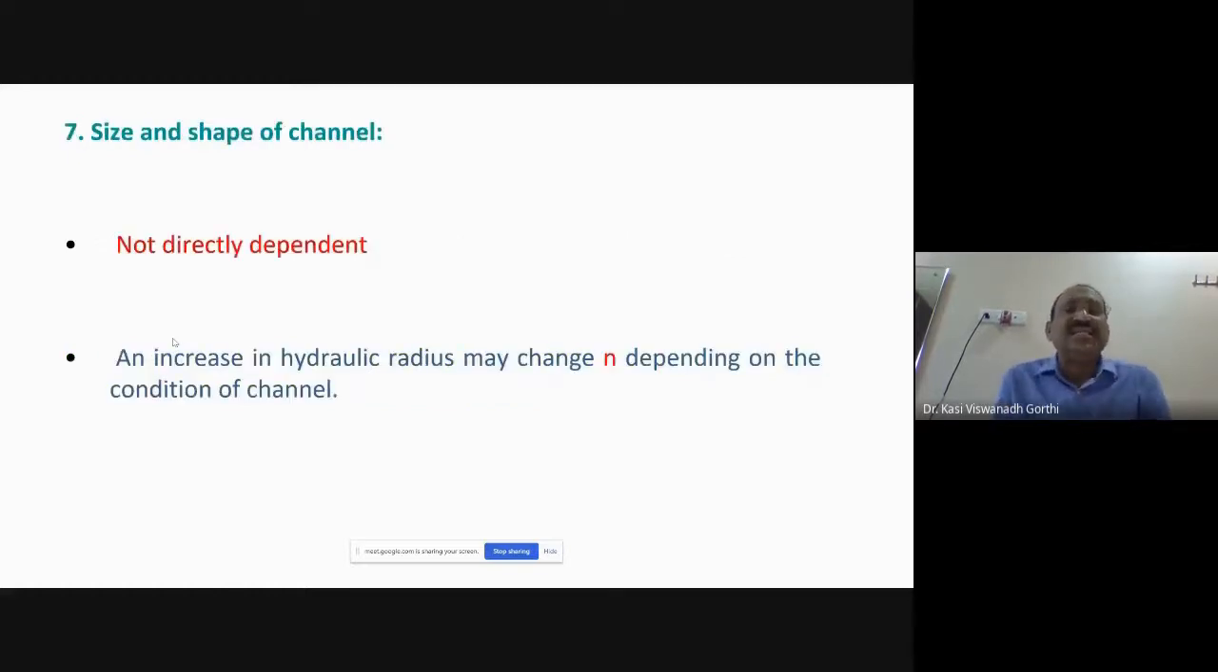Next, size and shape of the channel. It is not directly dependent, but any change in the value of hydraulic radius will definitely change the value of Manning's coefficient n, depending on the condition of the channel. A bigger size, a smaller size, good shape, irregular shape, naturally will have an impact on the value of n.